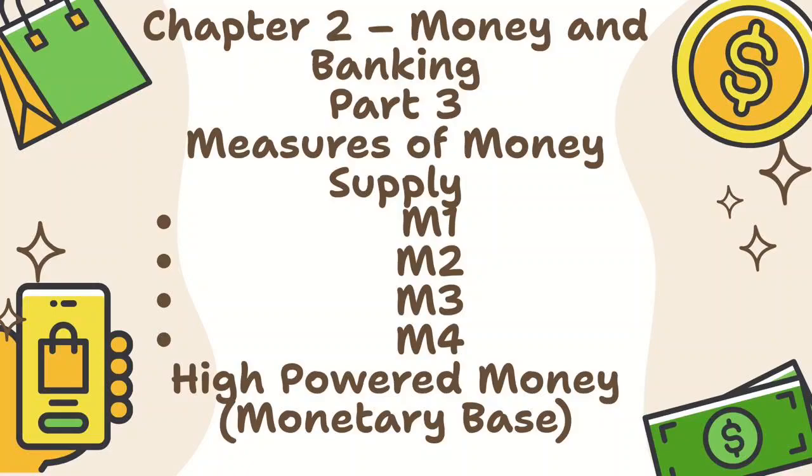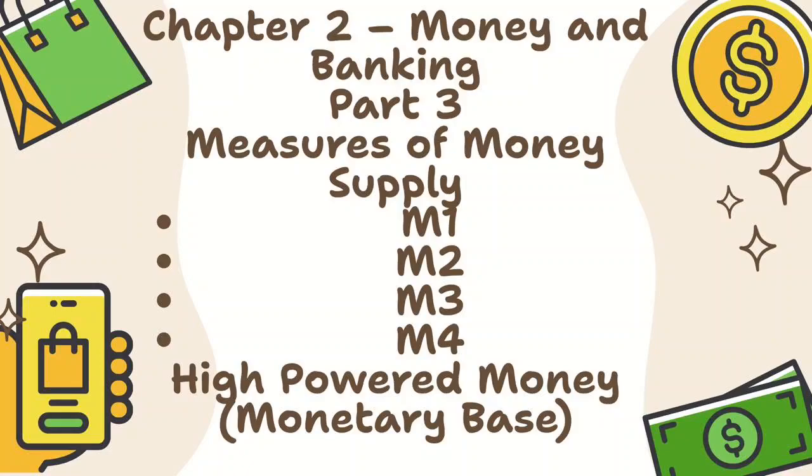Some money is in people's wallet, some is in their savings account, some is in fixed deposits, some is in post office deposits. So economists created different measures of money supply, depending on which form of money they want to include. These measures are called M1, M2, M3 and M4. So don't worry if these names sound a little confusing.